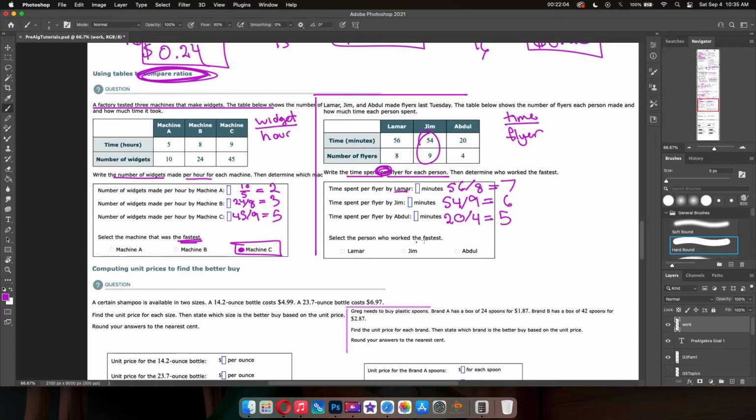Which person worked the fastest? Fastest meaning they got the most done. That's person number 1, which is Lamar.